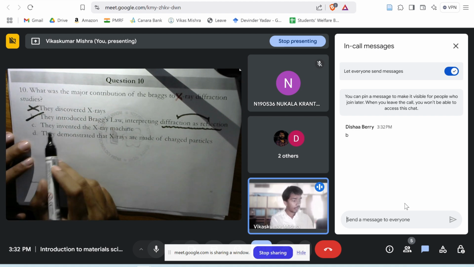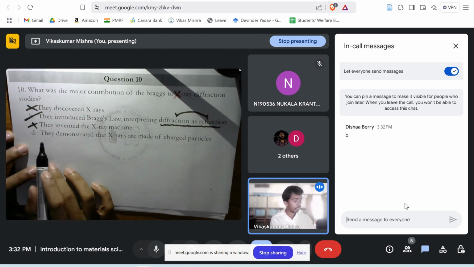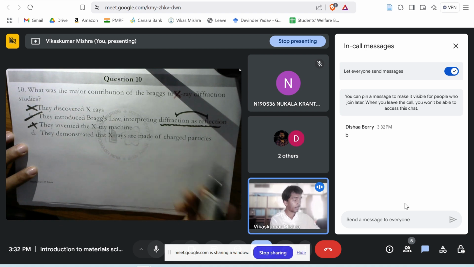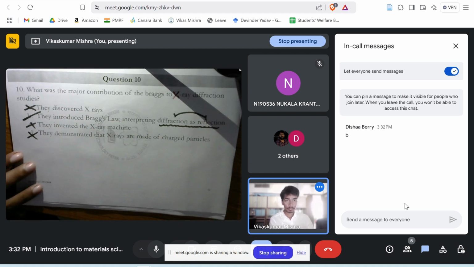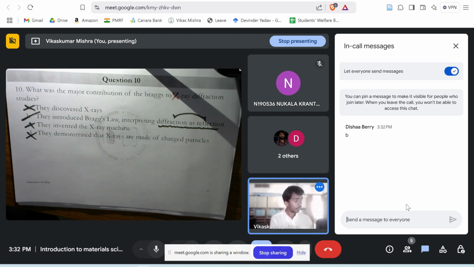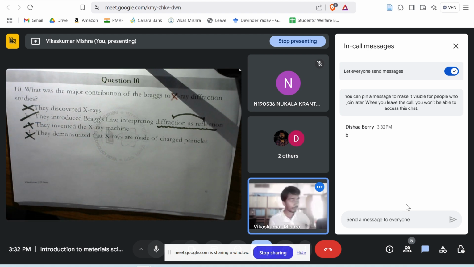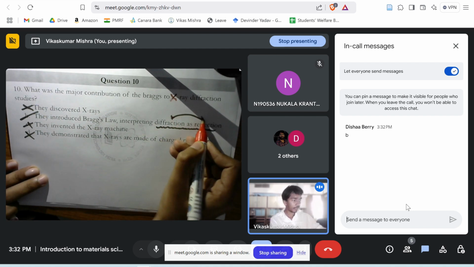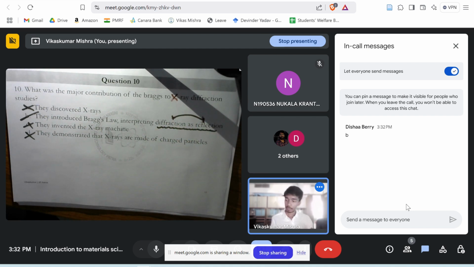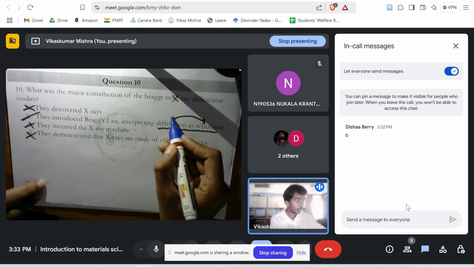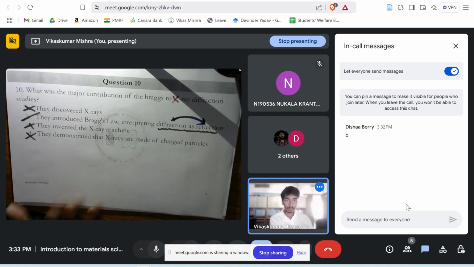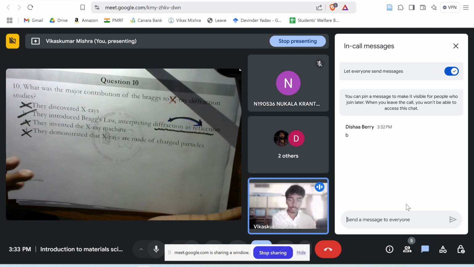Okay, so they invented the X-ray machine? No. They demonstrated that X-rays are made up of charged particles? No, that is also not correct. Yeah, that is right. So we can say that option B is the right answer over here. Again, let us say someone is asking you, is reflection a diffraction? No. Is diffraction a reflection? Yes. So they termed diffraction as reflection. You can imagine that diffraction can be used as a way of thinking that it is reflecting.